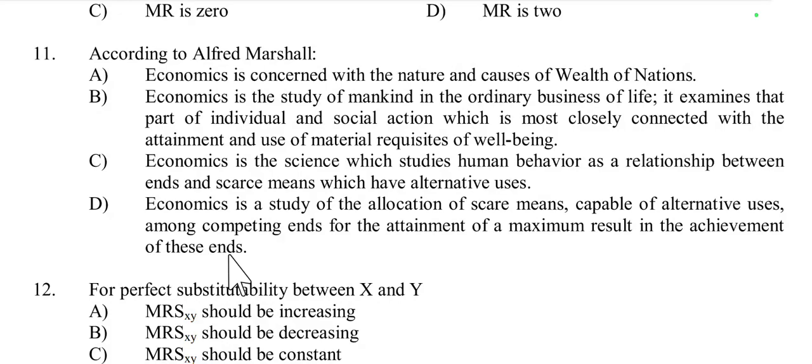So from these definitions, Alfred Marshall's concept is option number B. Here Alfred Marshall's definition of economics is best captured in option B, because option B says that economics is the study of mankind in the ordinary business of life. It examines that part of individual and social action which is most closely connected with the attainment and use of material requisites of well-being. So this definition emphasizes the practical and social aspect of economic behavior. So option B is right here according to Alfred Marshall.